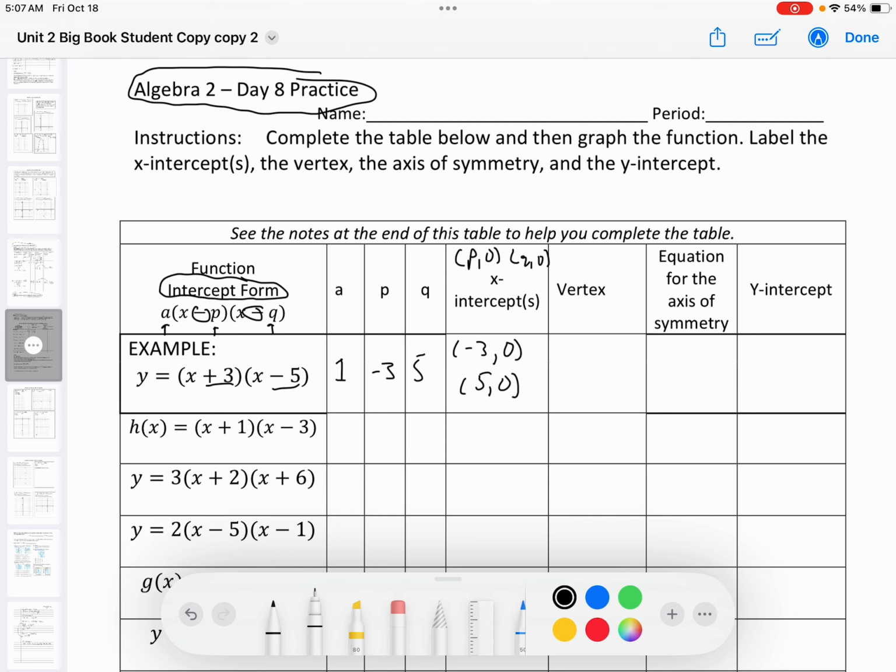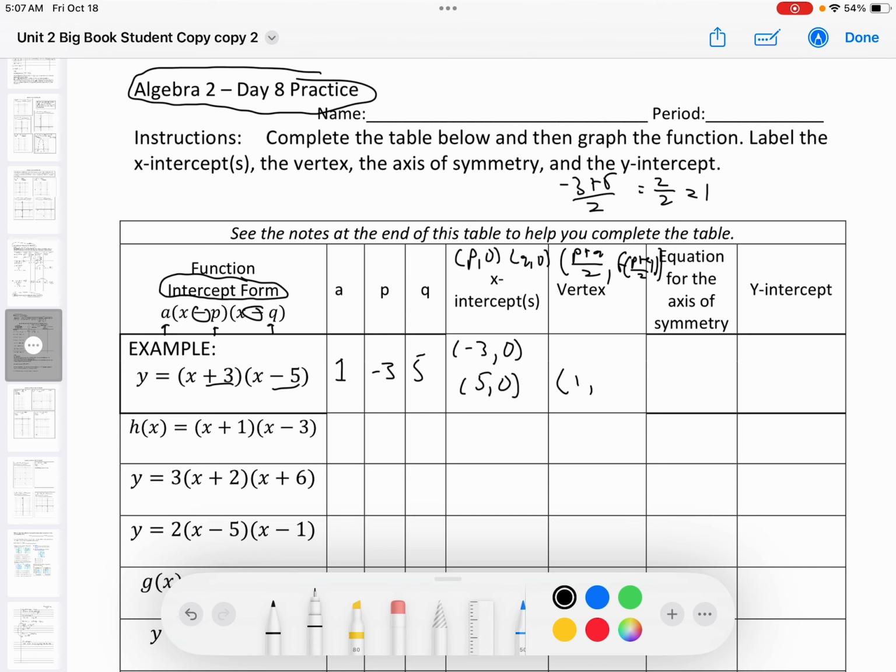And the vertex we get by doing (P plus Q) divided by 2, and then substituting that back into the function. So for (P plus Q) divided by 2, in this case, we would get (-3 plus 5) divided by 2. -3 plus 5 is 2, and 2 divided by 2 is 1. So for the vertex, the x value is going to be 1.